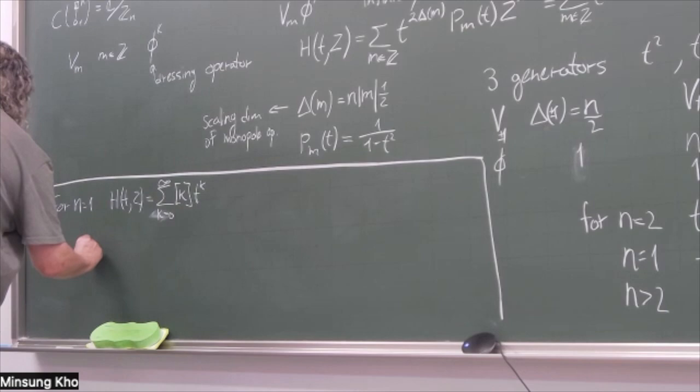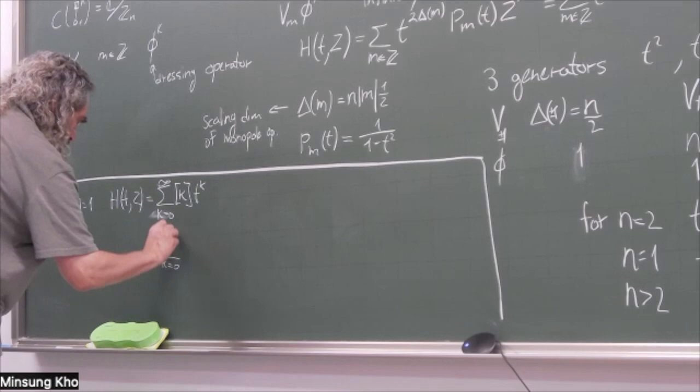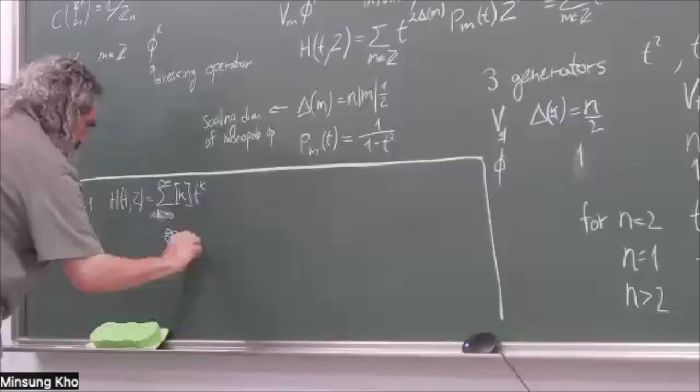I will write the sum from 0 to infinity. It's just an orbifold, so it will impose that the powers are even. These factors are even.